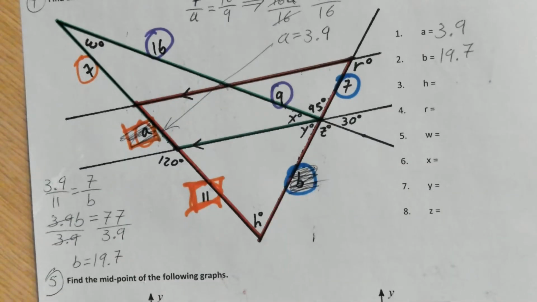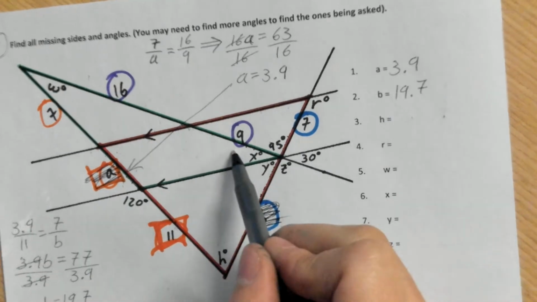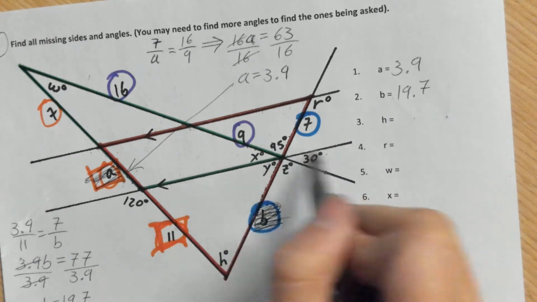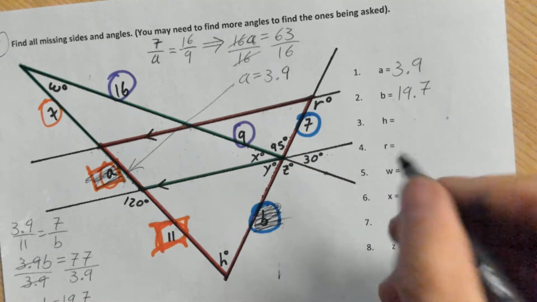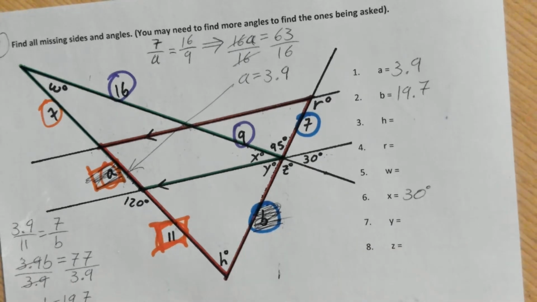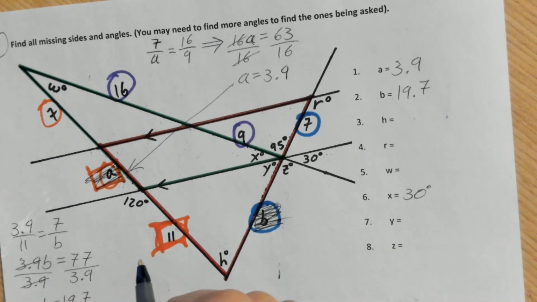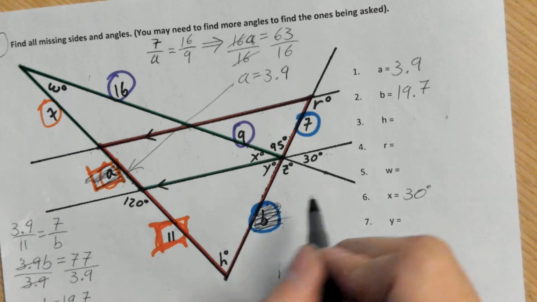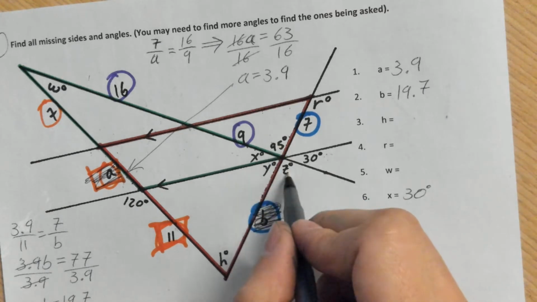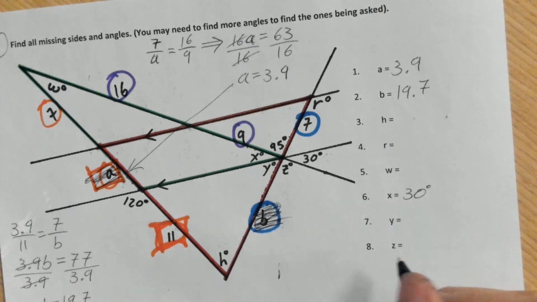So we still have to find the angles. I think the angles are much easier. Just looking at this, I already know the value of x. X is opposite to 30, so x is 30 degrees. Easy one. I can also find the value of z, because z is opposite to 95, so z is 95.